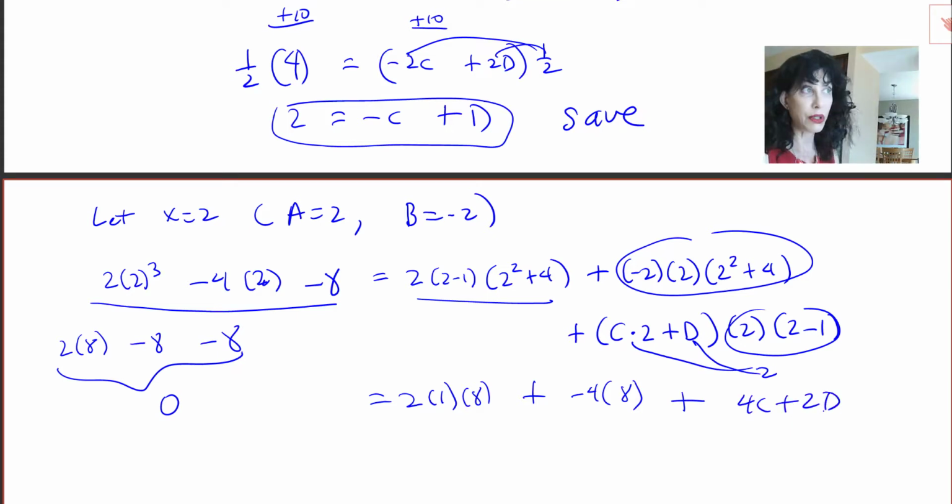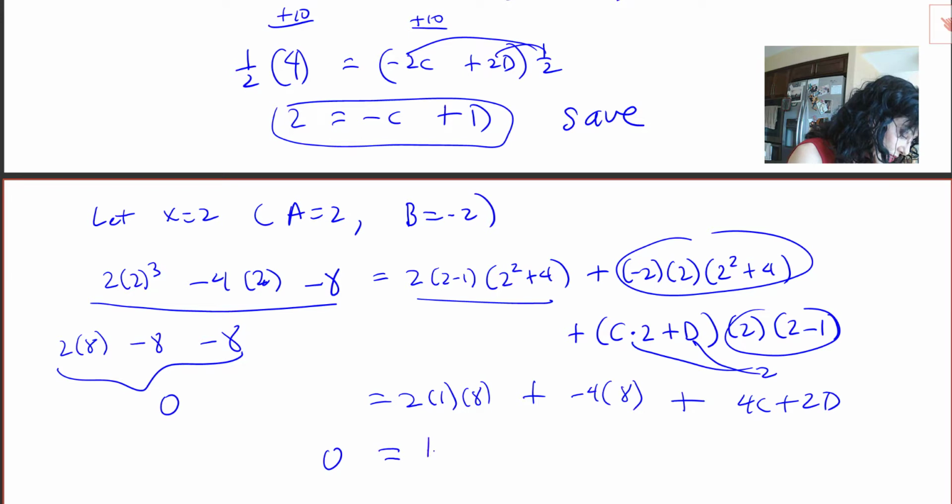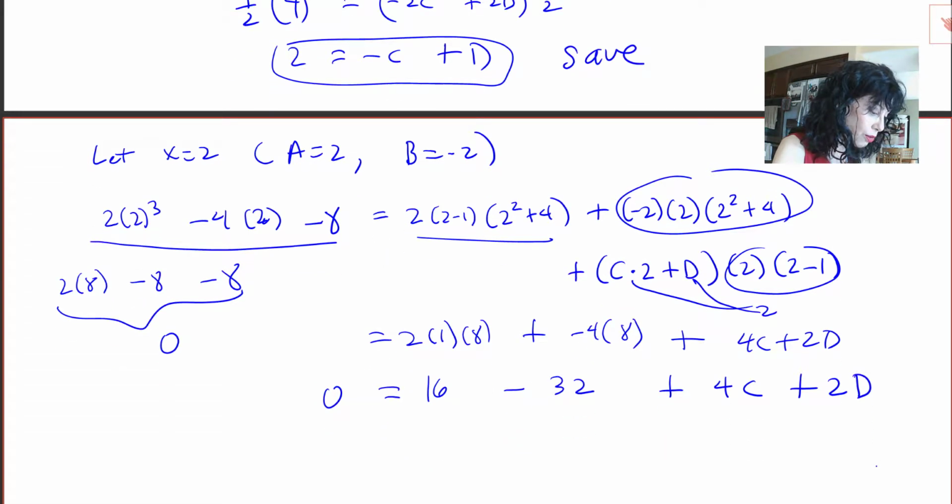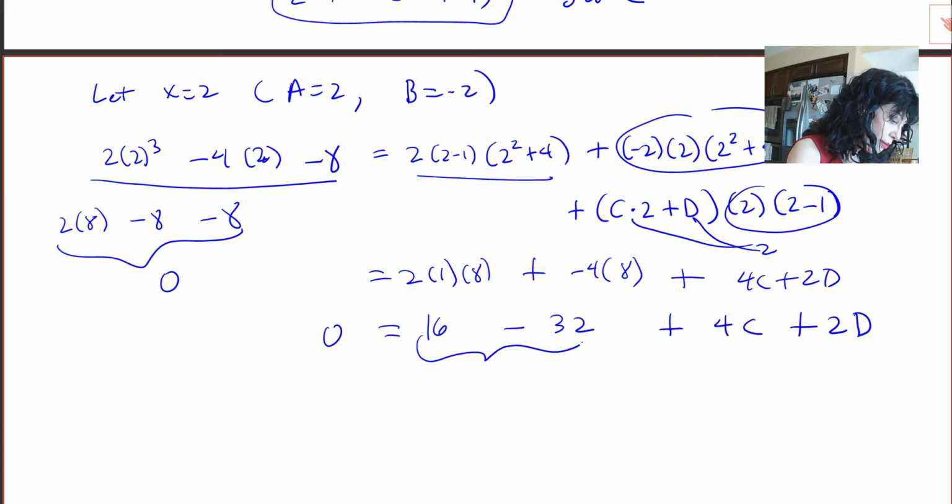I hope I'm not driving you too nuts, because I'm driving myself nuts. Okay. So we have 0 equals 16 minus negative 4 times 8. So that's minus, what am I doing here? Minus 4 times 8, not adding here. Minus 32 plus 4c plus 2d. Okay, we're getting somewhere. Okay, now 16 minus 32 is negative 16. So we have 0 equals negative 16 plus 4c plus 2d.